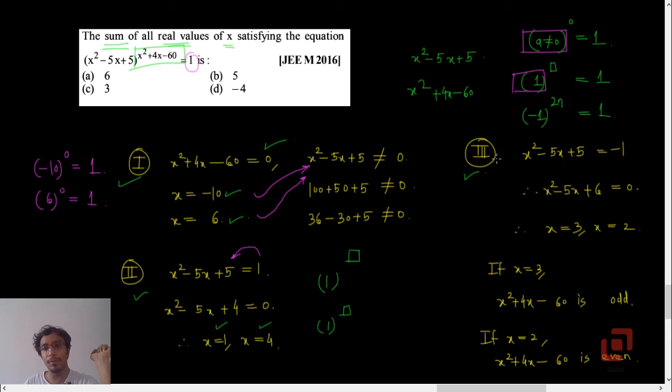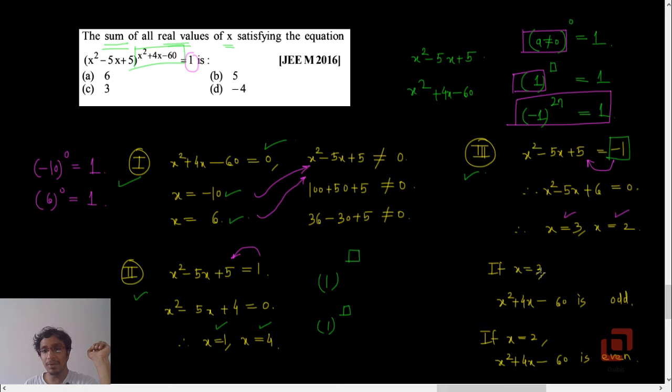Okay, now let's go to the third possibility where we will equate the base to negative 1. But we will make sure that the index should be an even natural number, or even integer. So if we first solve the equation x squared minus 5x plus 5 equal to negative 1, if you shift it here, then it will be plus 6. You solve this equation x squared minus 5x plus 6, you will get two roots, x equal to 3 and x equal to 2. And now comes the main part.